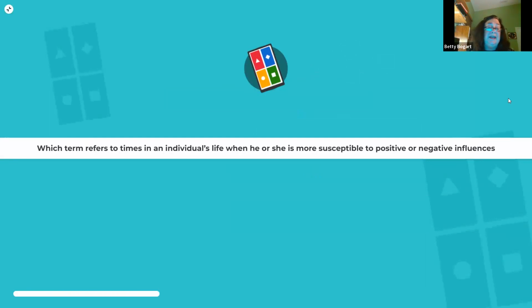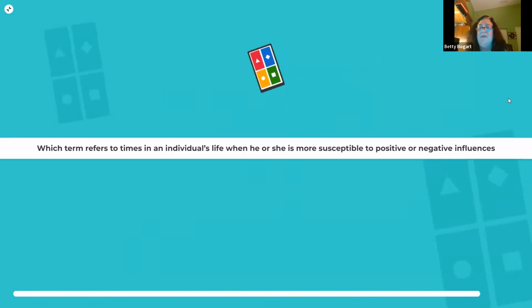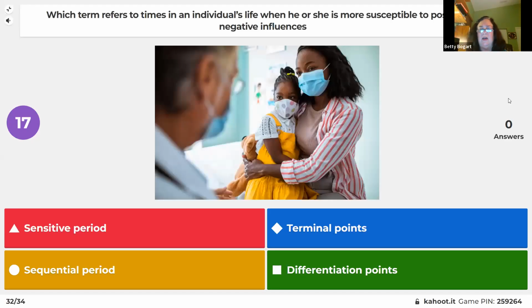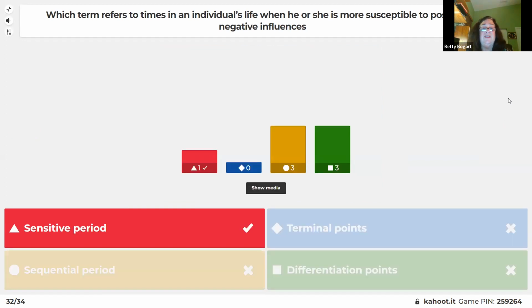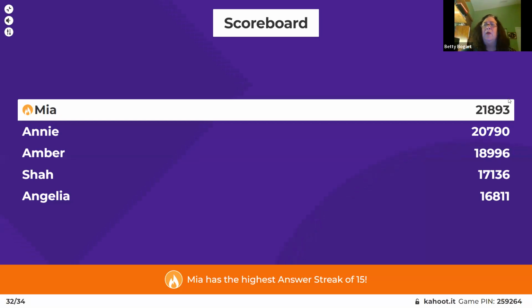Which term refers to an individual's life when he or she is more susceptible to positive or negative influences? What is that called? And that is called sensitive periods, okay? So again, you're going to see these terms, pay attention to them as you're going through your readings and your active PowerPoints, okay?